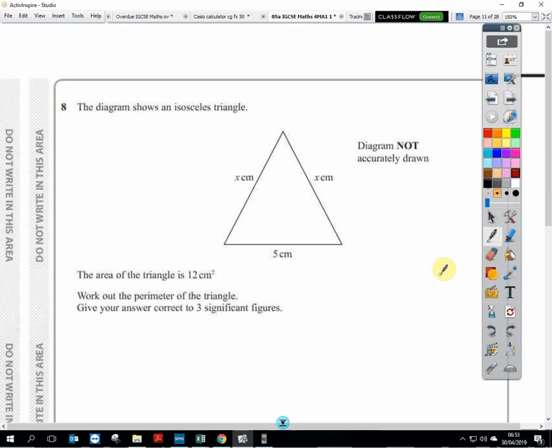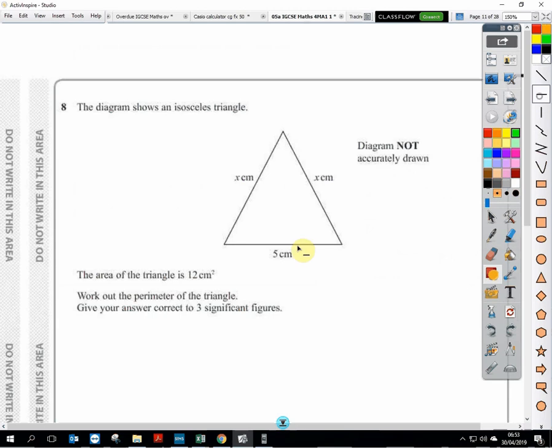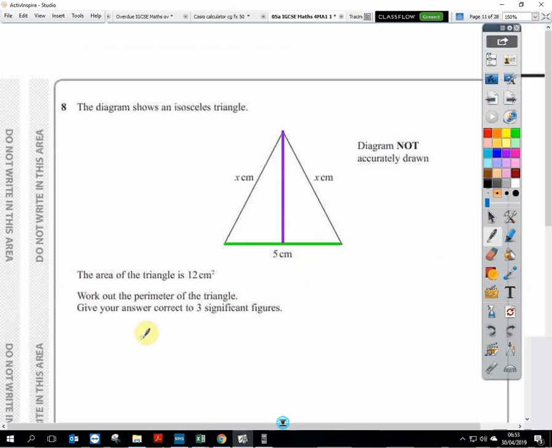Okay, the area of this triangle is 12 centimeters squared. Work out the perimeter. So, how do you work out the area of a triangle? At this stage of the paper, do base times perpendicular height divided by 2. The perpendicular height is this one. So we know that 5 times, let's call this x. Oh no, we can't call it x actually because the other sides are labelled x. We'll call it y. 5 times y divided by 2 is equal to 12.